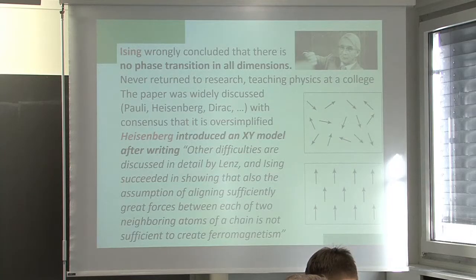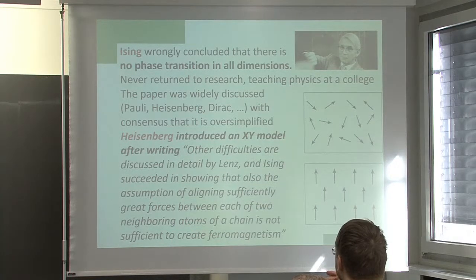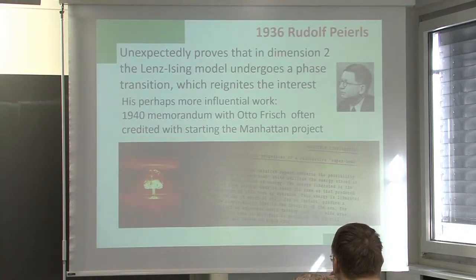And Ising never worked on this paper anymore. He was Jewish, and he barely escaped the Nazis in Germany. First he moved to Denmark, then he moved to the United States, so somehow the war destroyed his career. He spent the rest of his life teaching physics in a small community college in the United States, and accidentally in the 50s he learned that his model became famous. So it became famous essentially in three steps. First, Peierls proved that in dimension 2 there is a phase transition.